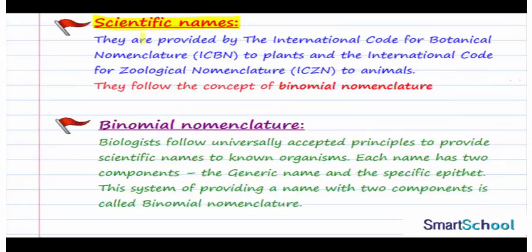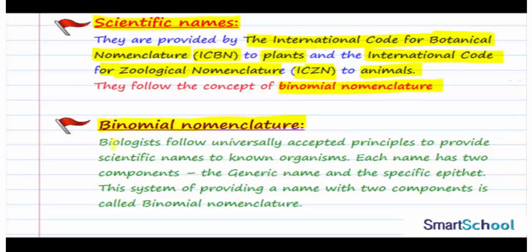Now the scientific names. They are provided by the International Code for Botanical Nomenclature, that is ICBN, to plants, and the International Code for Zoological Nomenclature, that is ICZN, to animals. Botanical refers to plants and zoological refers to animals. The scientific names strictly follow the concept of binomial nomenclature, about which we'll study now.